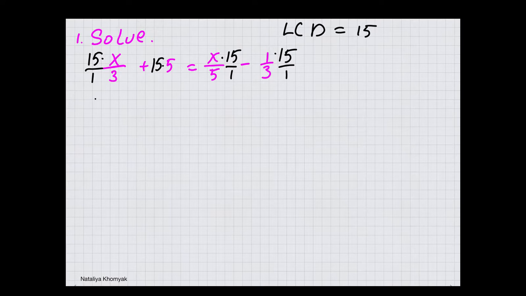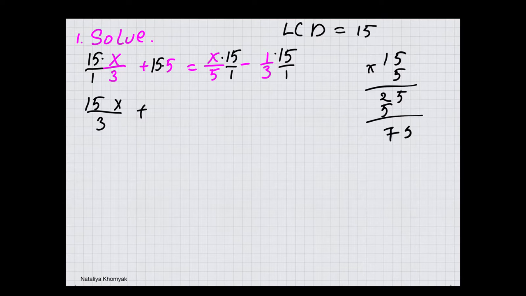So now we have 15x out of 3 plus 15 times 5. 5 times 5, 25. 5 times 1, 5. The sum would be 75. So here we have plus 75 equals to 15x out of 5 minus 15 out of 3.